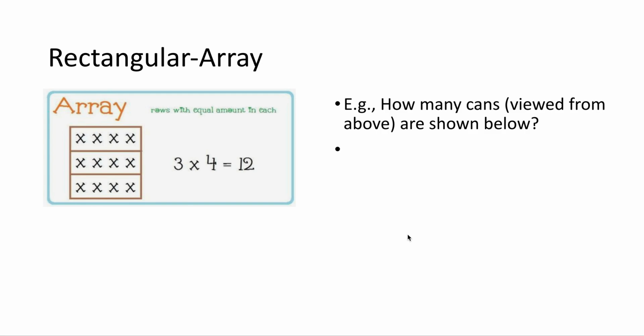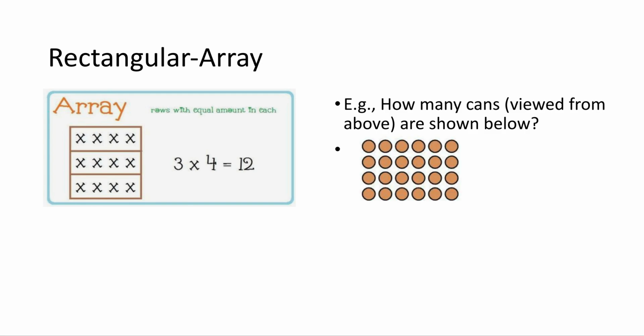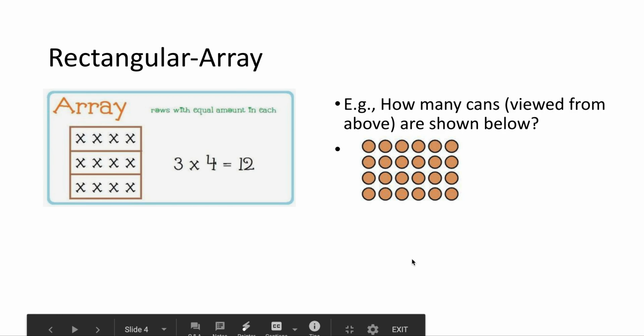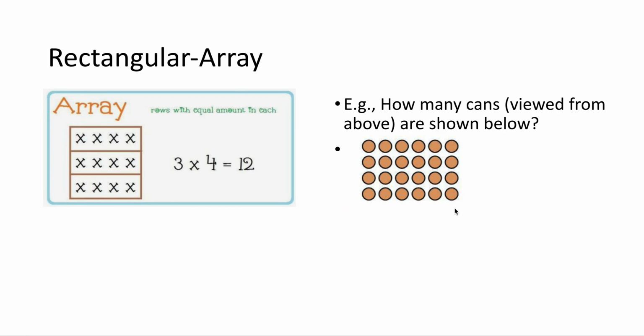So another example here, how many cans? The cans are viewed from above, like a bird's eye view, and are shown here. So students can count this as how many rows are there and how many cans are in each row. So they can see, oh, I have 4 rows, and in each row there are 6. So 6 times 4 or 4 times 6, right? They can do 4 times 6, or they can do 6 plus 6 plus 6 plus 6 and get 24 there.